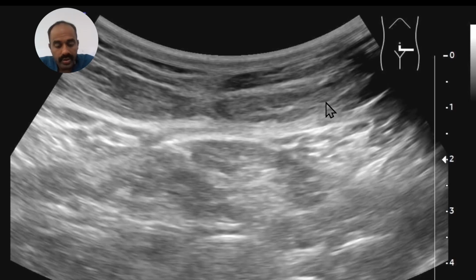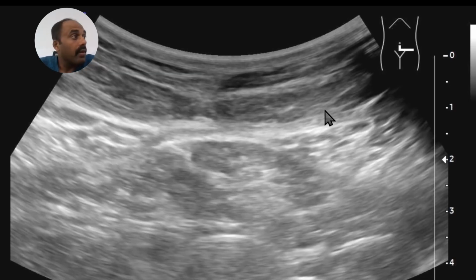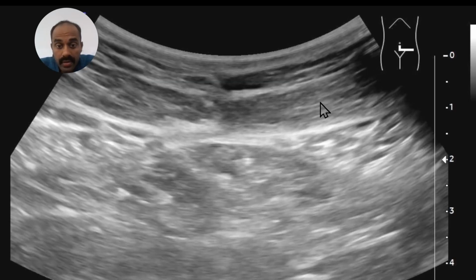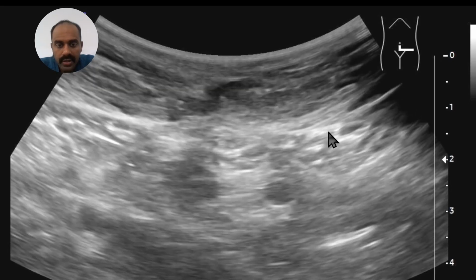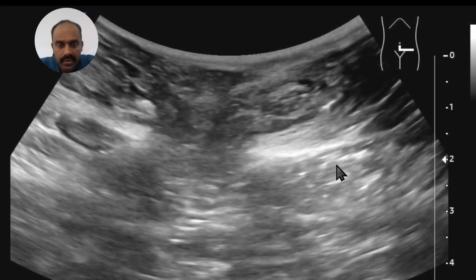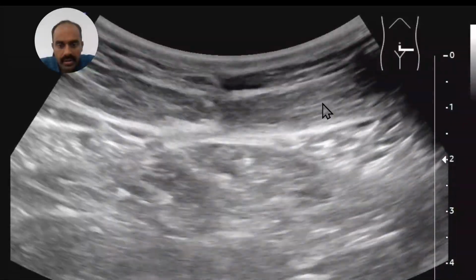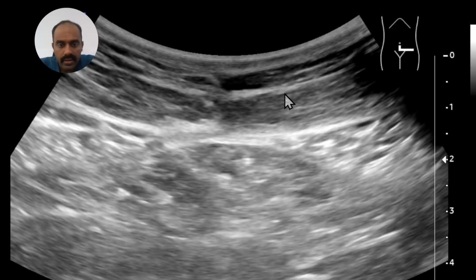Okay, to show you right now, I'll just scroll through so that I can delineate the structures for you. So if you see here, this is where the probe is placed, and then directly under the skin we have the subcutaneous fat, which appears hypoechoic with the interstitium and the fat showing these echogenic septae within it.